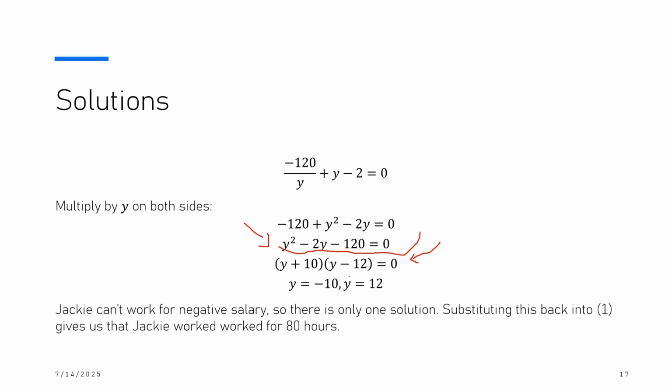And then you solve for y, but again, you're trying to find x, because we let the work hours equal x. So we substitute these two values into equation number 1, but we know that Jackie can't work for a negative salary. He can't work for a job that he has to pay money to work for. So there's only one solution after we substitute this in, and that is 80. So Jackie worked for 80 hours. That's our full solution.